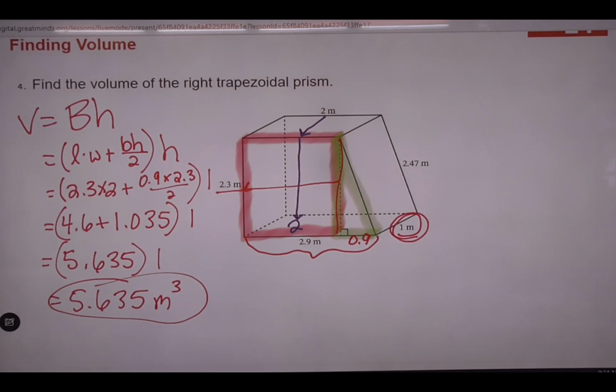Does anybody have any questions on this problem? Because it's easy when I do it, but I need you to be able to do it on your own.